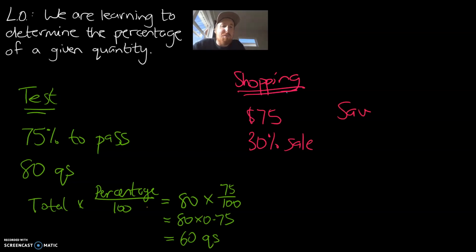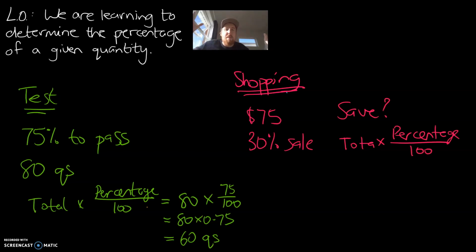How much money would Mr. Bowman, or how much money would I save from that? So we need to figure that out. So let's come up with a plan. So as always, we need to go total times the percentage divided by 100. So we're finding a proportion of that big total price of 100. So we need to find a smaller amount within that $75.